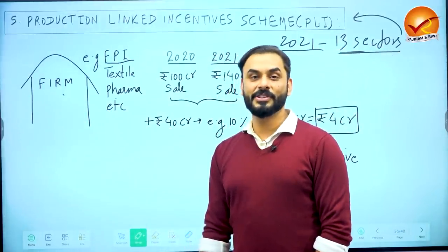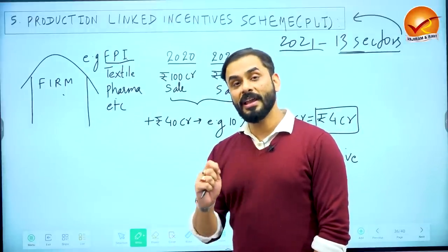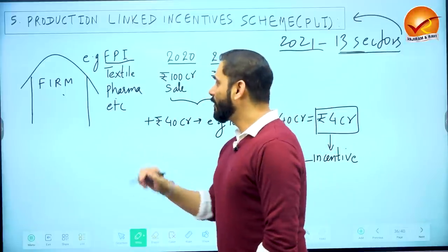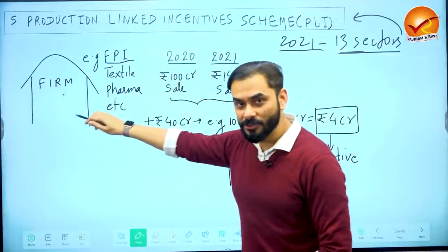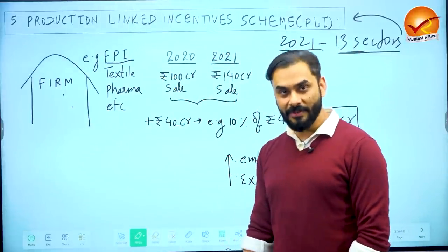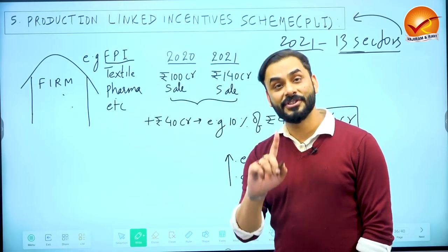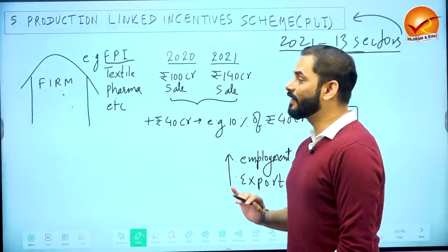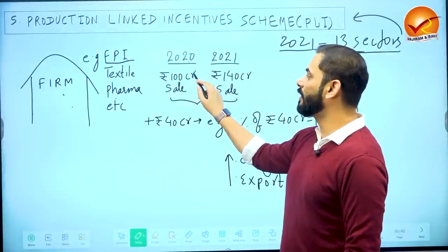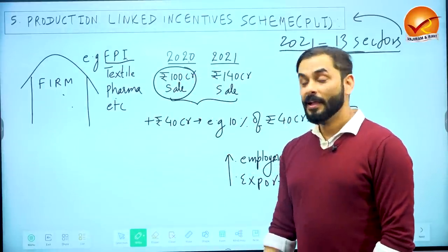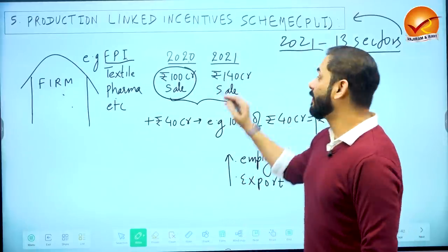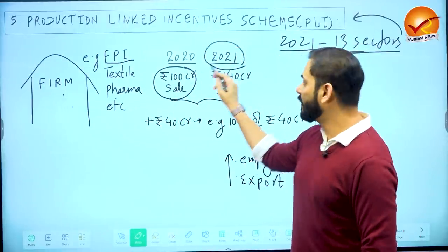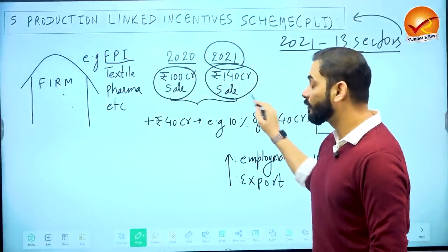The Government of India says we will promote you only if you qualify certain minimum conditions. For example, the government is going to ask this ice cream manufacturing company what their sale figure was in the year 2020. Suppose it is 100 crore rupees. Now the government will ask the sale figure in 2021. This is just an example so that you understand the scheme. So in 2021, the sale figure is 140 crore.